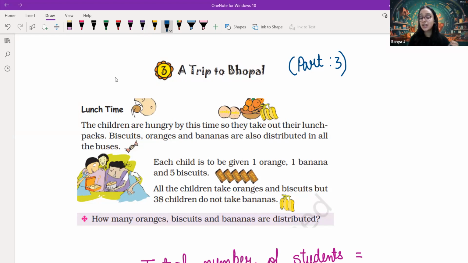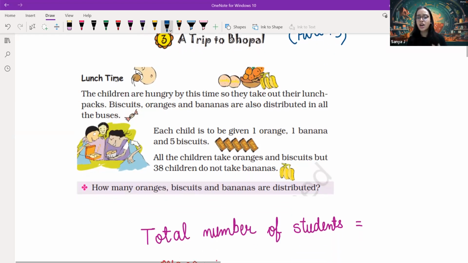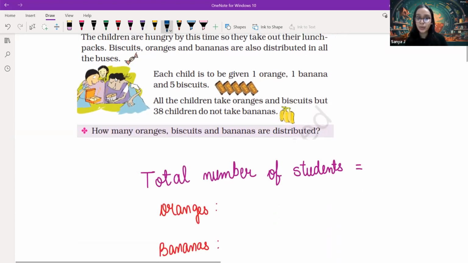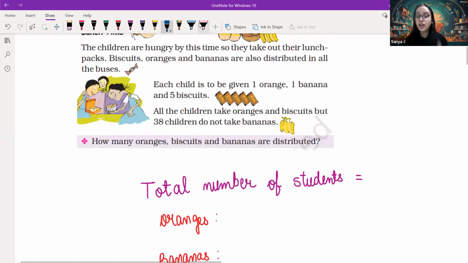Okay, now is the lunch time. The children are hungry and they take out their lunch boxes. Biscuits, oranges, and bananas are also distributed in all the buses. Each child is to be given one orange, one banana, and five biscuits. All the children take oranges and biscuits, but 38 children do not take bananas. So how many oranges, biscuits, and bananas are distributed?